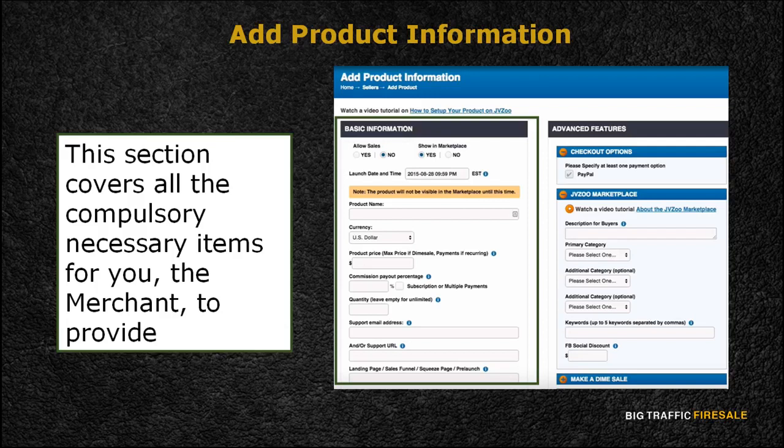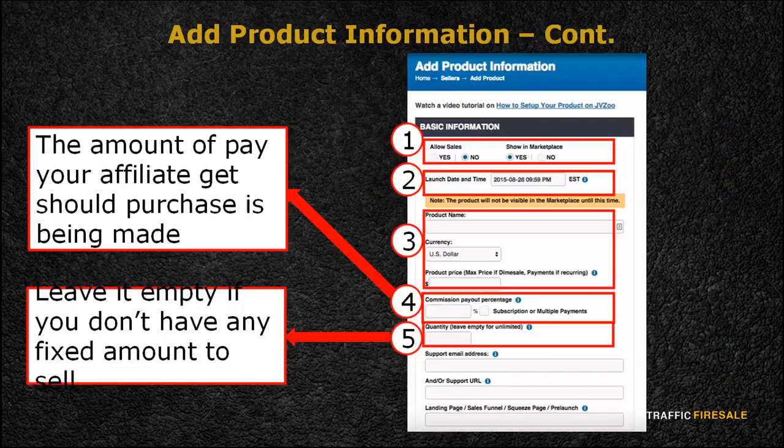One good thing about this would be this little question mark in the small blue box. Once you hover your mouse over the options, you'll get to see a chat box that explains the options. The first section asks you to confirm whether you would allow or disallow sales to your products. Let's assume that you allow sales and you wanted it to be shown in the marketplace. Don't forget to set the launch date and time of your product. As indicated, your product will not be visible in the marketplace until this date and time are set.